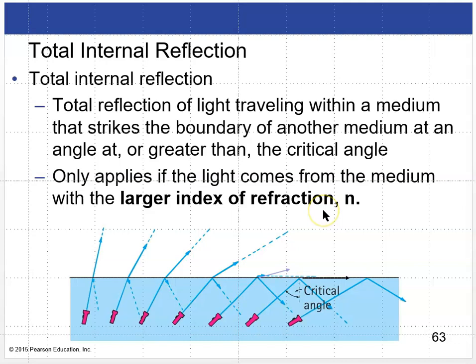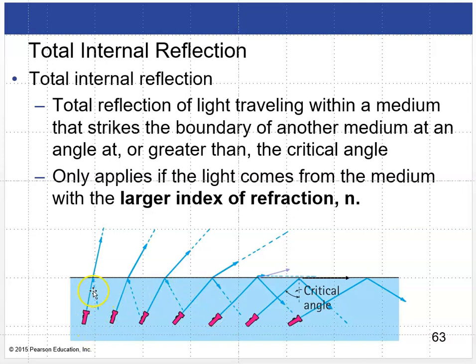Now, total internal reflection, otherwise known as TIR. This is the total reflection of light traveling within a medium that strikes a boundary of another medium at an angle at or greater than a certain angle called the critical angle. This only applies if the light comes from the medium with a larger index of refraction.